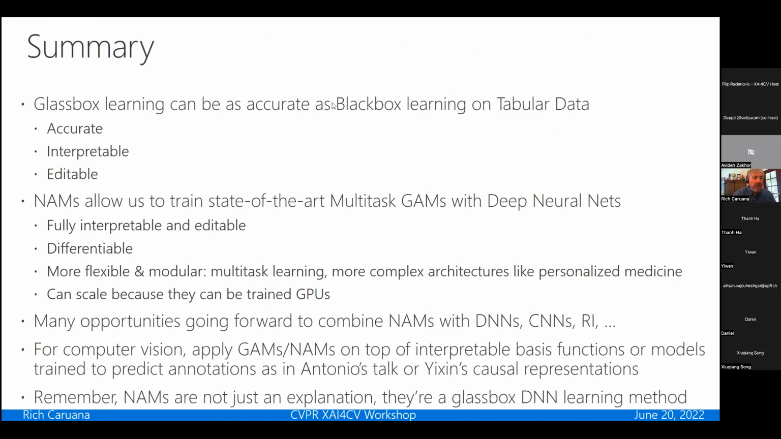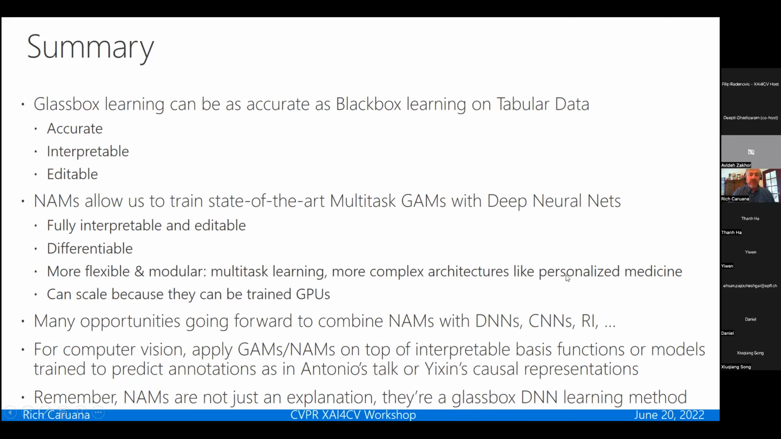Hey, Glassbox learning and tabular data can be as accurate as black box learning now. It's not only very accurate, but it's fully interpretable, and it's even editable. We can fix those graphs when we see strange things. These neural additive models let us train multi-task GAMs, state-of-the-art interpretable deep neural nets. They're fully editable, they're differentiable, they do multitask learning really well.